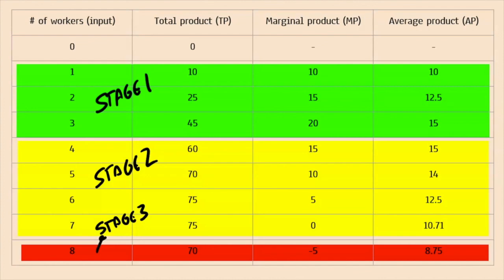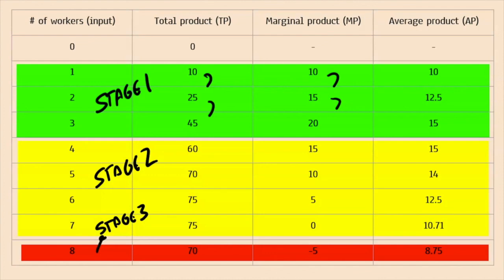And so here, if you notice, is this happening? Well, yes, because our total product increased from 10, 25 to 45, that's increasing numbers. And our marginal product is also increasing, an increase from 10 to 15 to 20. And so that's why this first stage is increasing marginal returns. Both total product and marginal product are increasing.